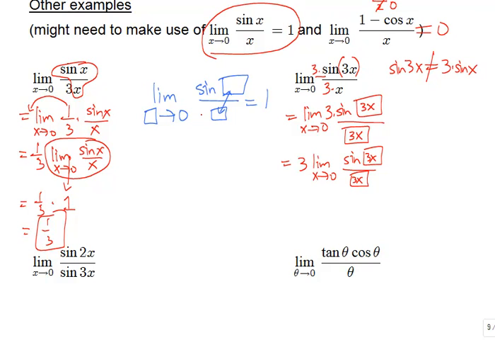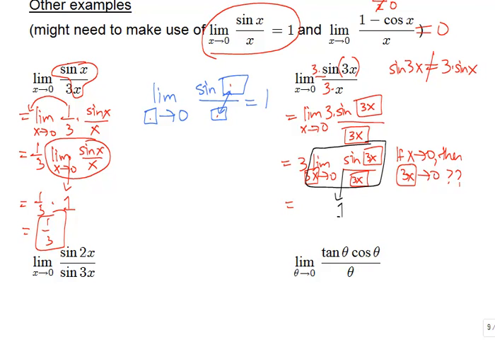Now, is it true that if x goes to 0, then 3x, in other words this box, still goes to 0? Sure. If x is going to 0, then 3 times 0 will still go to 0. So we still have this box going to 0 as well. So we have all these pieces matching, and that means we're allowed to use our theorem. And what this theorem says is that this whole limit goes to 1 and gets multiplied by that counterbalancing 3 that we had to multiply by, so the final answer is 3.